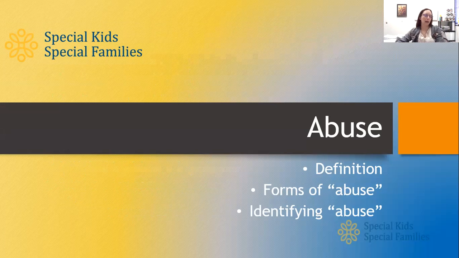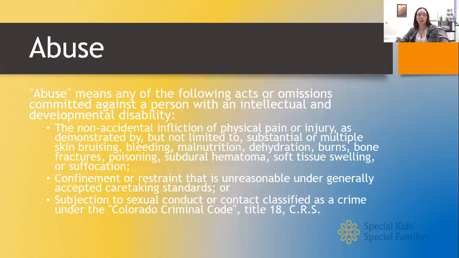All right, so we're going to take a look at abuse. Abuse is defined as any of the following acts or omissions committed against a person with an intellectual and developmental disability. First, it's the non-accidental infliction of physical pain or injury as demonstrated by, but not limited to, substantial or multiple skin bruising, bleeding, malnutrition, dehydration, burns, bone fractures, poisoning, subdural hematomas, soft tissue swelling, or suffocation. Confinement or restraint that is unreasonable under generally accepted caretaker standards, or subjection to sexual conduct or contact classified as a crime under the Colorado Criminal Code, Title 18.